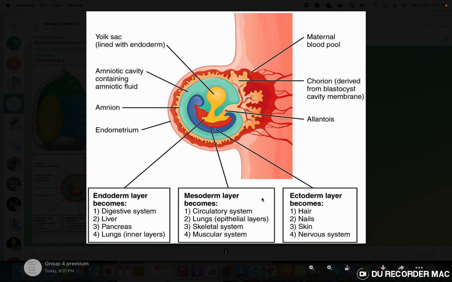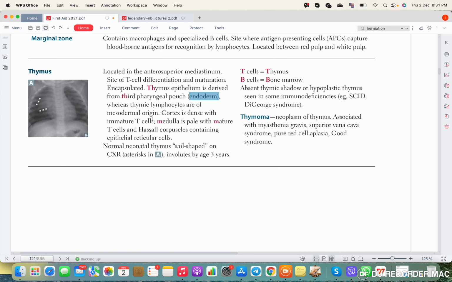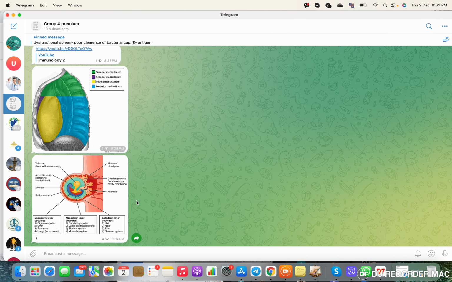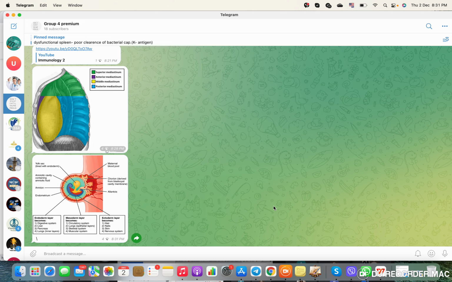The ectoderm makes your nervous system, hair, skin. Your mesoderm makes multiple things, and your endoderm makes basically your epithelial cells. So if you take a look at what they write here in First Aid, they write that your thymus, which is basically epithelial cells, comes from endoderm. While if we speak about the lymphocytes, they are blood cells. The blood cells are a portion of your circulatory system, so they come from mesoderm.